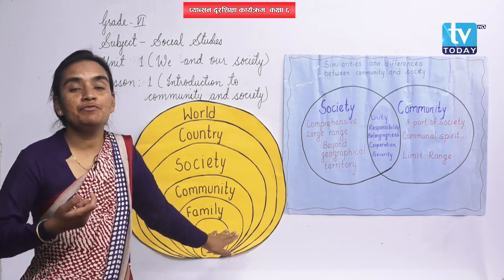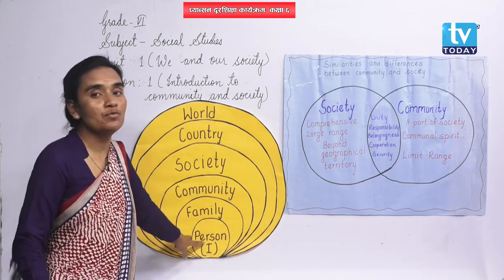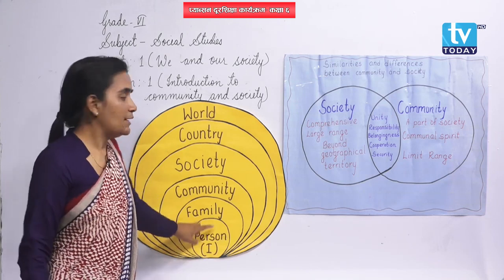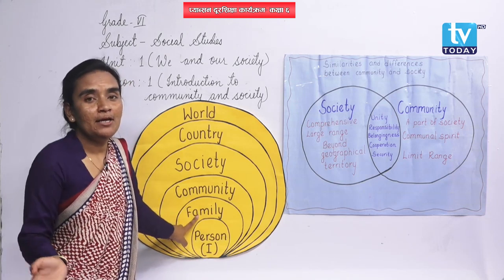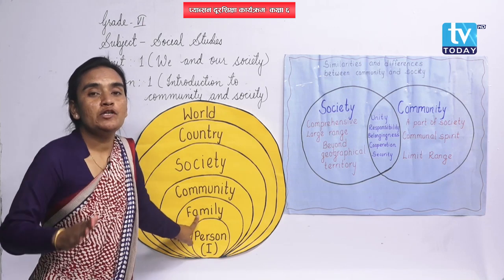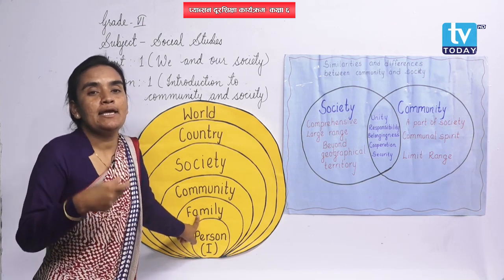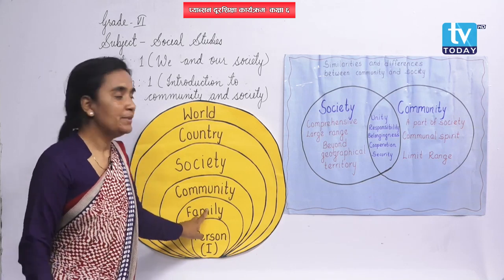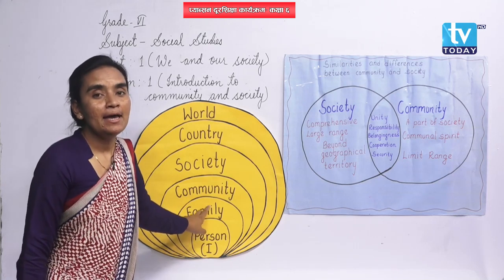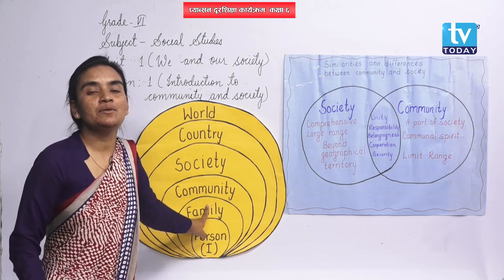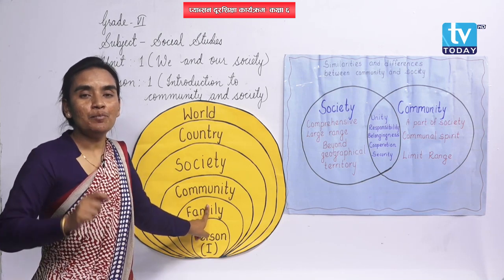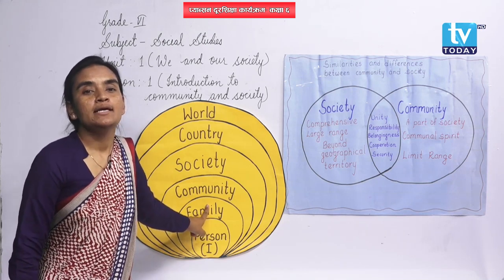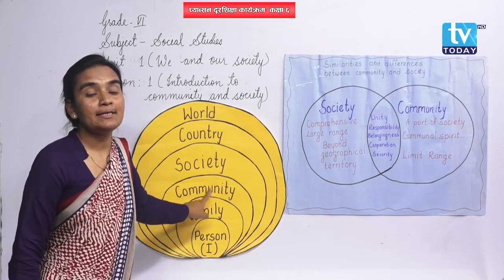Everyone can identify themselves as the single word, "I." The next one is family. When more individuals combine in a group, or if they are related by blood, then we call them a family.